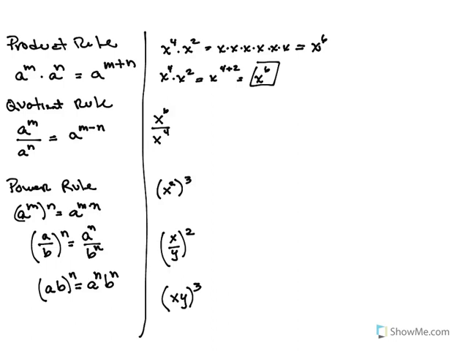So here we have x to the sixth over x to the fourth. So essentially, we are looking at a division problem here. But we're still going to use our rules of exponents to show what it looks like in its expanded form, okay? x times x times x times x times x times x over x times x times x times x.